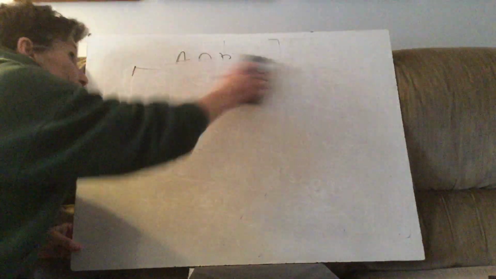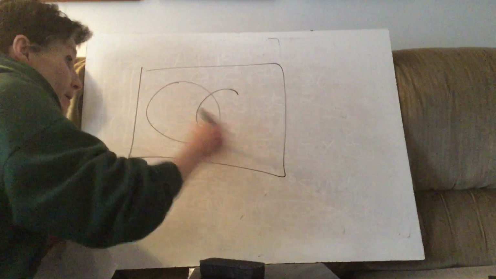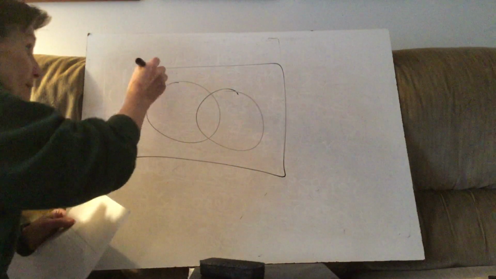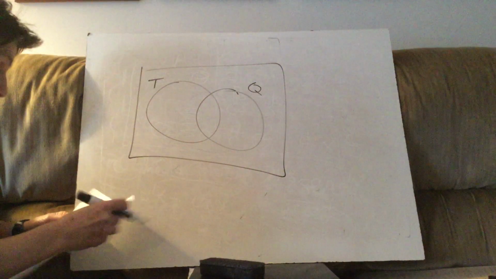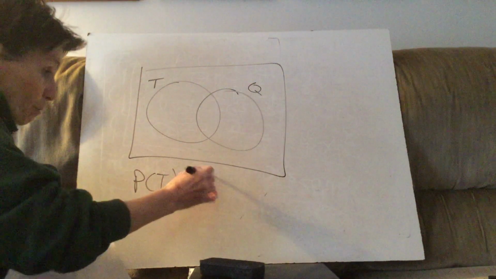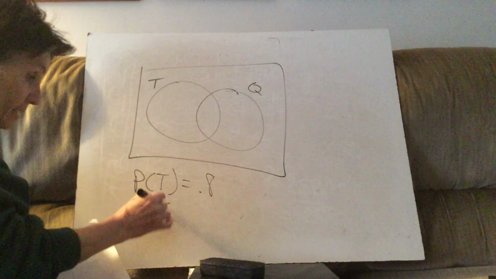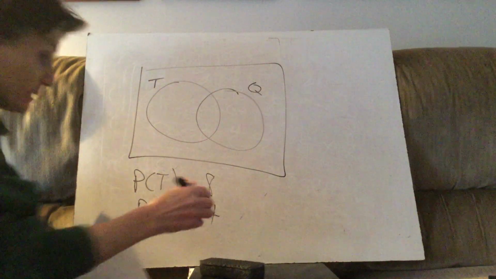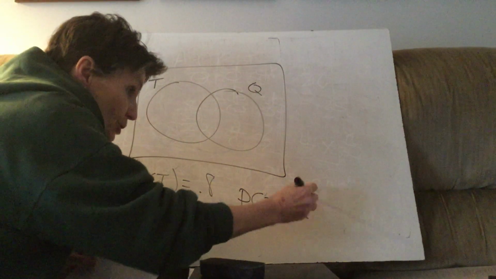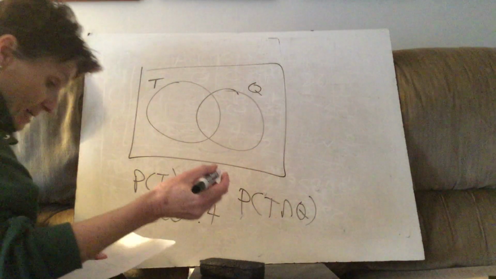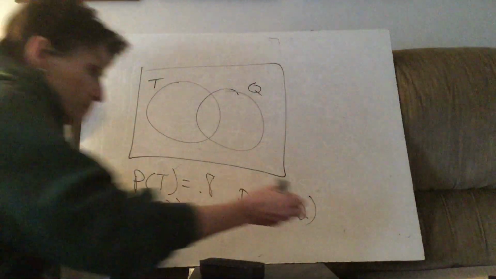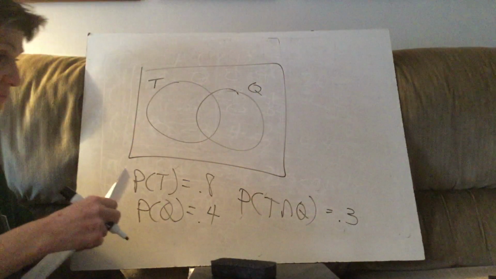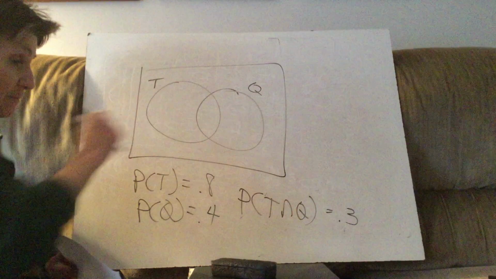Now, the next one is similar, but I have numbers. So this time I have T and Q, and I know that the probability of T is 0.8. The probability of Q is 0.4. And the probability of T and Q, that's that football again, is 0.3. So given that, you should be able to fill in this picture.